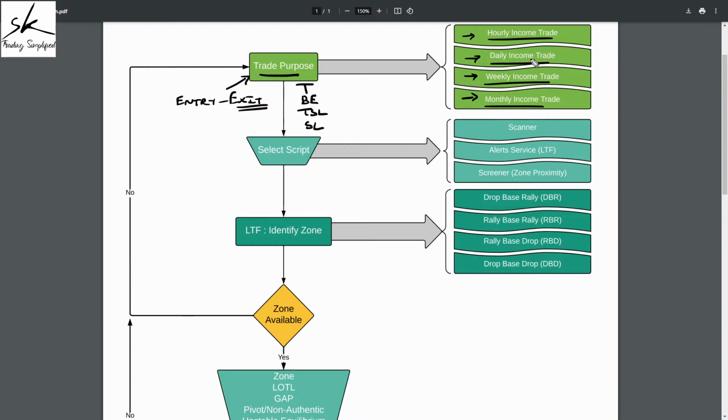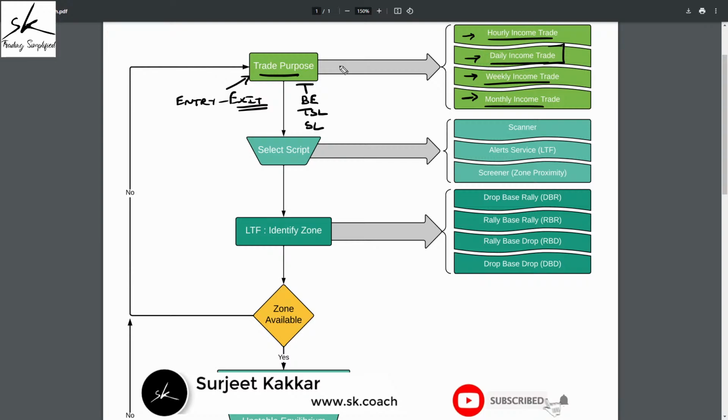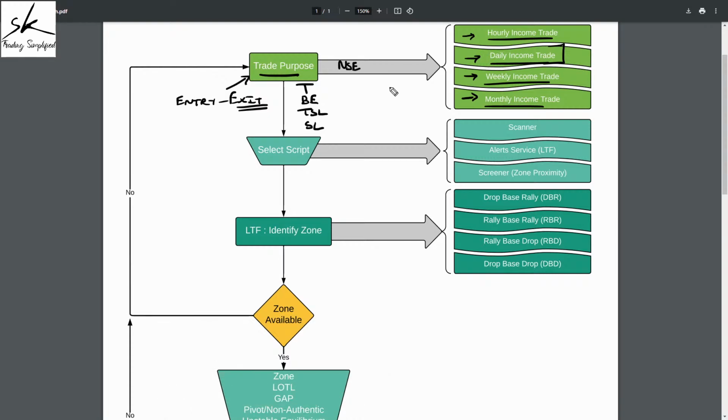Now, a very important thing which I always add here is that even though by definition I say daily income is a trade which can last for a day or few days, when you're trading markets which are not 24-hour markets, like the Indian NSE market, it is not a 24-hour market. And I'm pretty sure if you have been trading this market, you would have experienced that whenever the market opens, some symbols gap up, some symbols gap down.